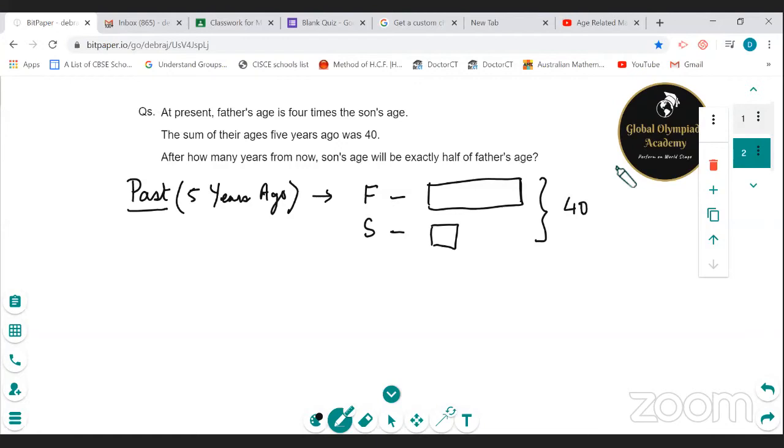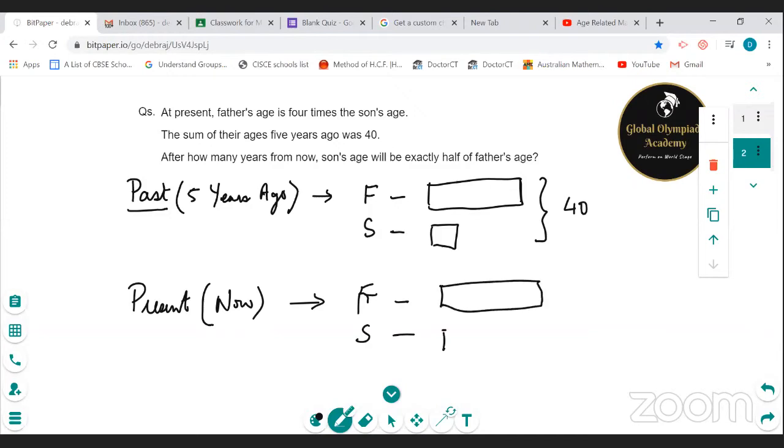Now after 5 years, that is the present time right now, both of them will have 5 years added to their ages, right? So we'll have father and son, and both of them will have plus 5 and plus 5. So what do we get here? We get 40 plus 5 plus 5, which gives us 50 years, right? Okay, now let's understand this.